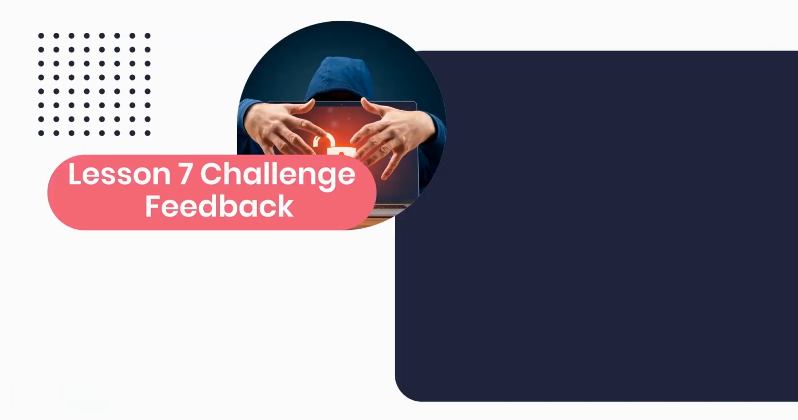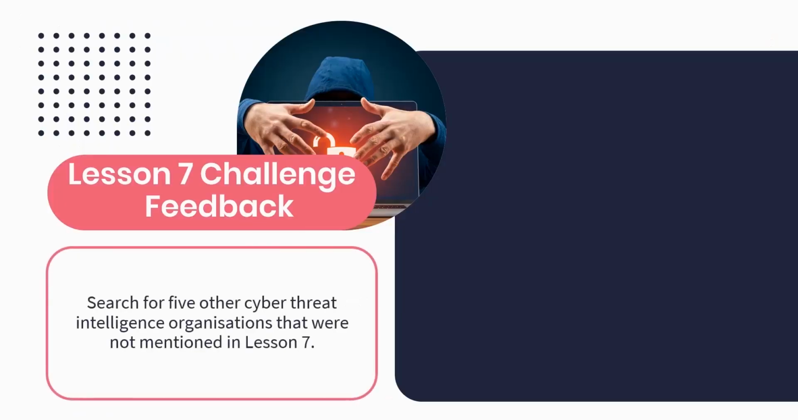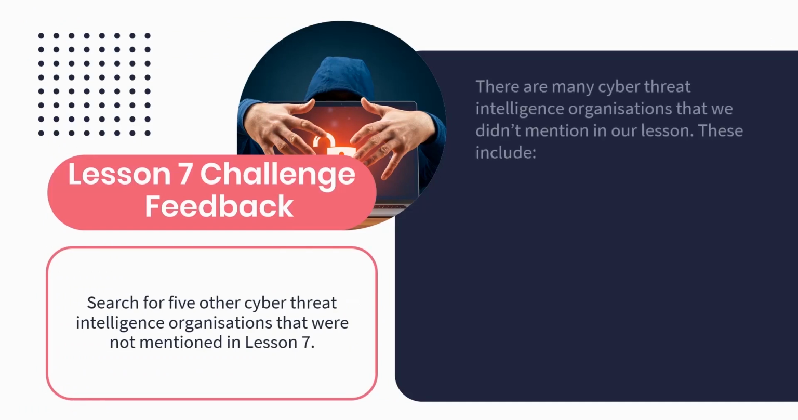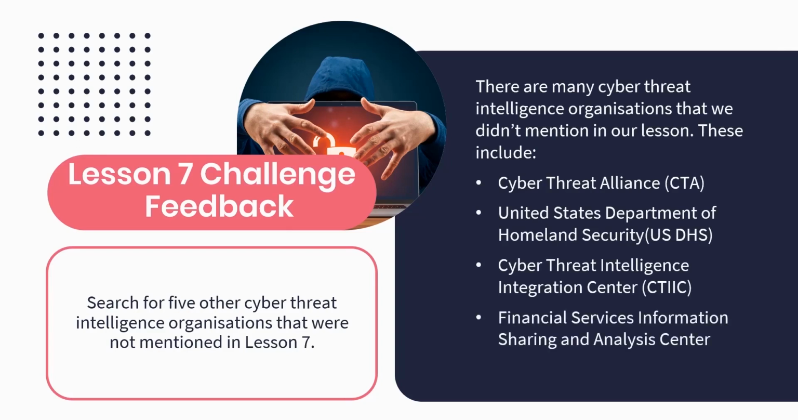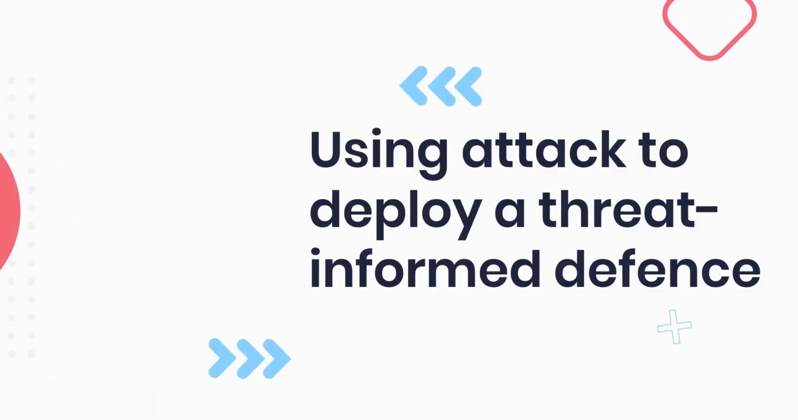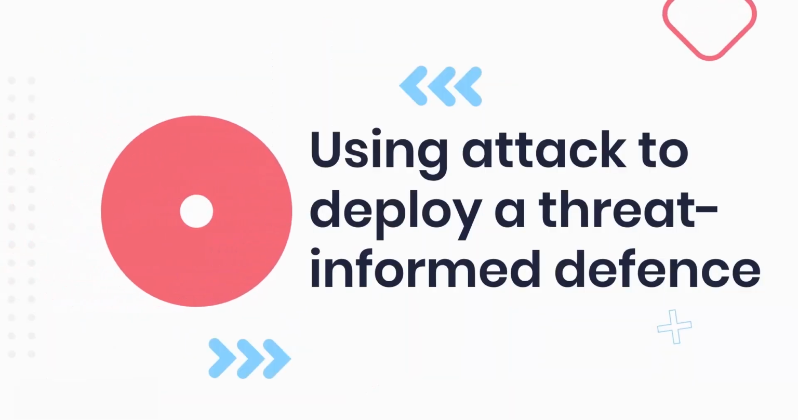Your task was to investigate other threat intelligence organizations. Some of the better-known ones you may have come across include the CTA, the U.S. Department of Homeland Security, the CTIIC, and the Financial Services Info Sharing and Analysis Center, and Intel 471. In our last lesson, we learned about the MITRE ATT&CK Framework.